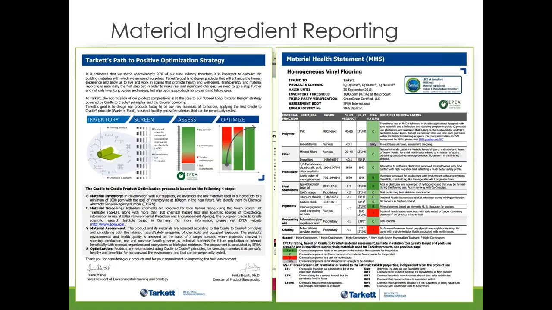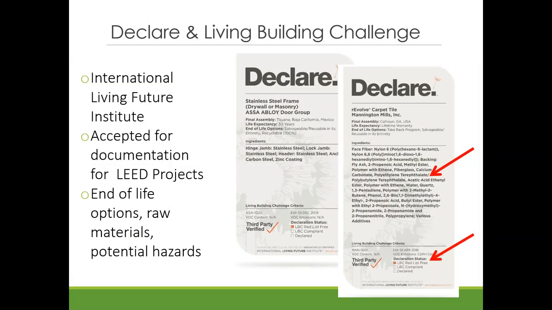Declare. These are a few of the Declare labels that we've third-party verified, one for Assa Abloy, one for Mannington. And you can see these are a lot different in the fact that all these do is disclose the different names of materials that are in the product. These don't disclose any hazards or anything like this. It's just a list of chemical ingredients. It's almost like looking at the back of your toothpaste where you can see what these are.